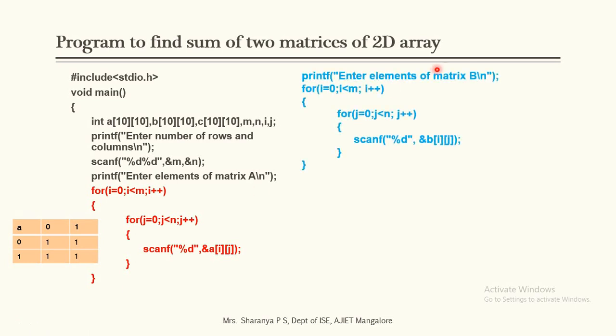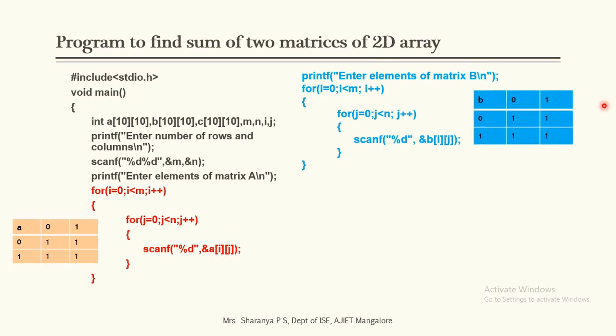Next step, here we want to take the elements of the matrix B as well. Here we need to read the two different matrices, and then we have to find the addition of these two matrices and store the result into one more matrix called C, which is also an array. And then we need to display this C matrix back onto the output screen. These are the major tasks under this program.